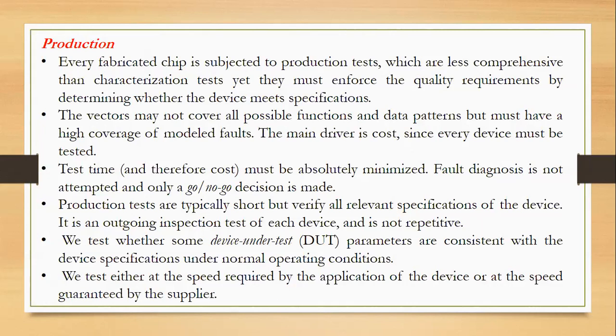Okay, so that makes a major fault in testing at each and every level. So this is what the vector may not cover: all the possibilities of functions and data patterns. But it must have a high coverage of model faults. So where do we have a fault that should be identified?